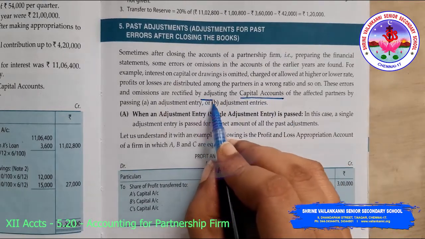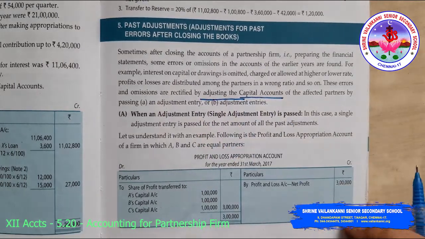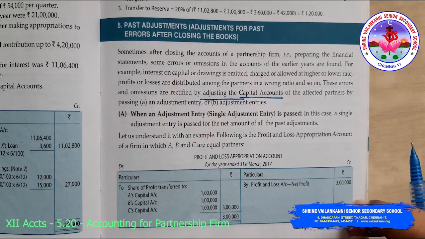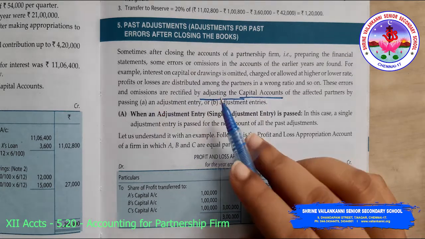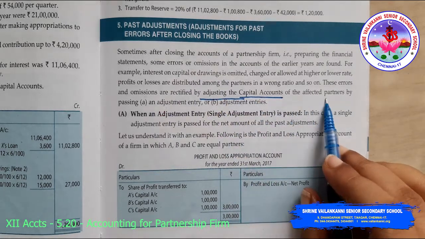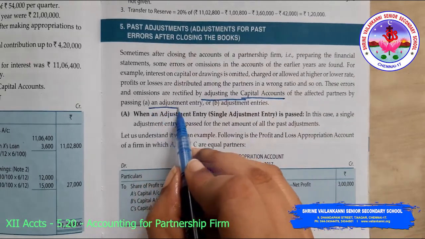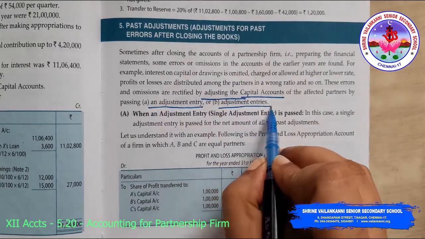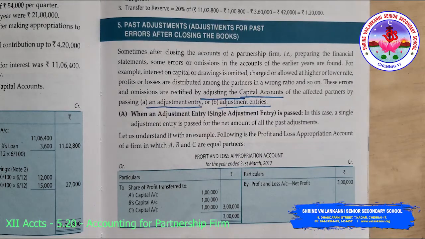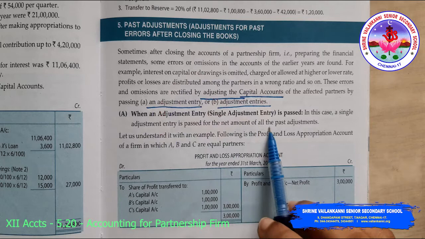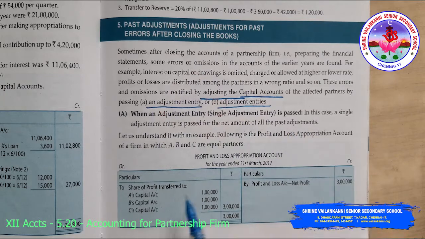So how do you adjust it without altering the books of accounts? That is, without altering the P&L account and without altering the balance sheet. You can just alter the capital accounts of the affected partners by passing a rectification entry or adjustment entry. When a single adjustment entry is passed, it is passed for the net amount of all the past adjustments.